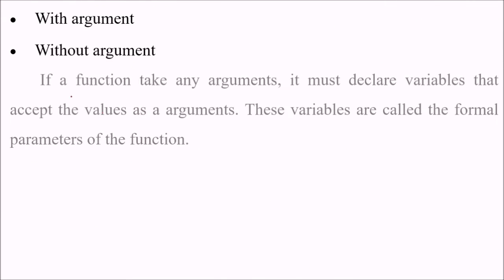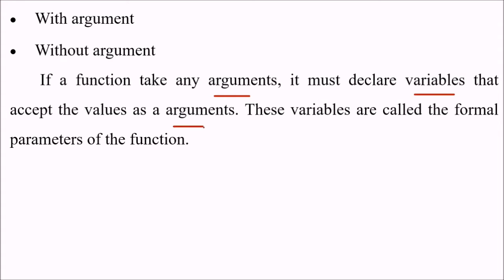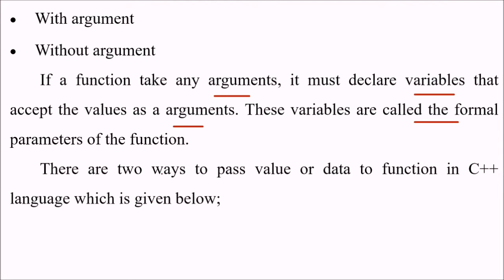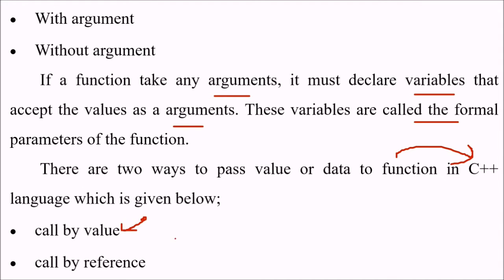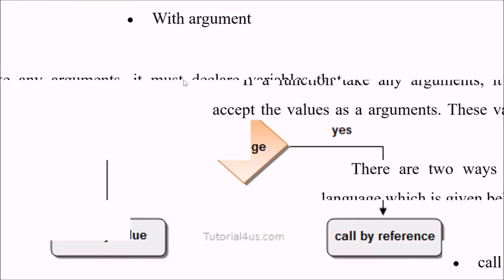Now, with argument, without argument: if a function takes any argument, it must declare variables that accept the values as arguments. These variables are called the formal parameters of the function. So there are two ways to pass a value or data to a function in C++ language. One is call by value, the other is call by reference.